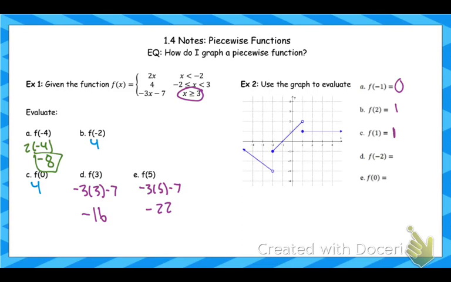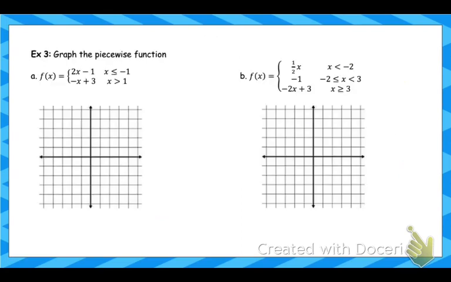f of negative 2, that's the filled in circle. And f of 0, when x is 0, y is 1. All right, so now we're going to go ahead and actually draw these graphs. In order to draw these graphs, again, we need to consider the domain and the function. And there's a couple different ways you can do this.